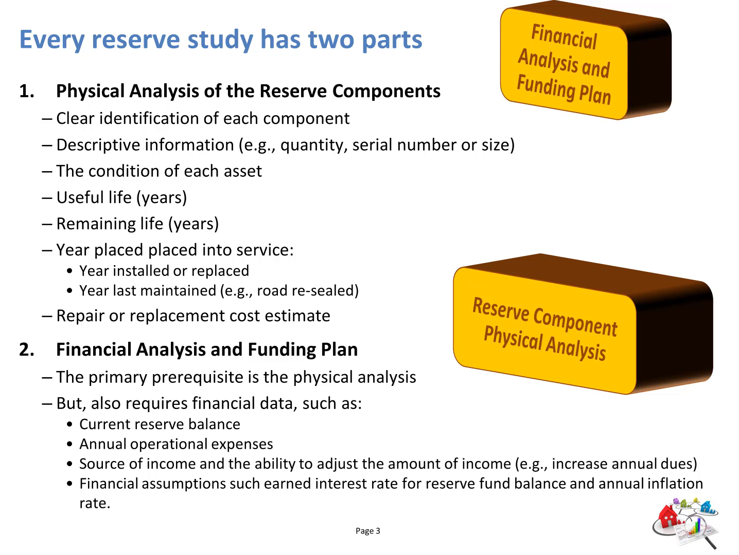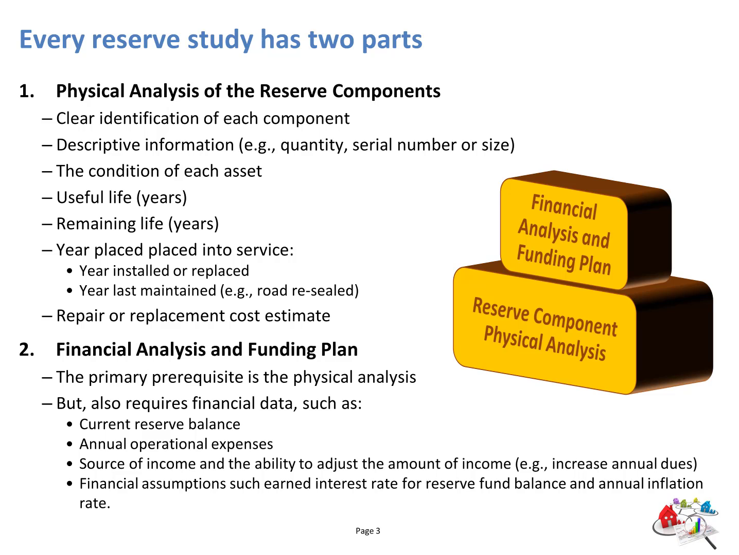The second part of a reserve study is a financial analysis and funding plan, and the primary prerequisite for the funding plan is that you have a physical analysis, but it also requires financial data such as your current reserve balance, your annual operational expenses, what sources of income you have, and what kind of ability you have to adjust the amount of income, for example, increasing annual dues. And you also have to have some financial assumptions or hard data, such as earned interest rate for the reserve fund balance and the annual inflation rate.